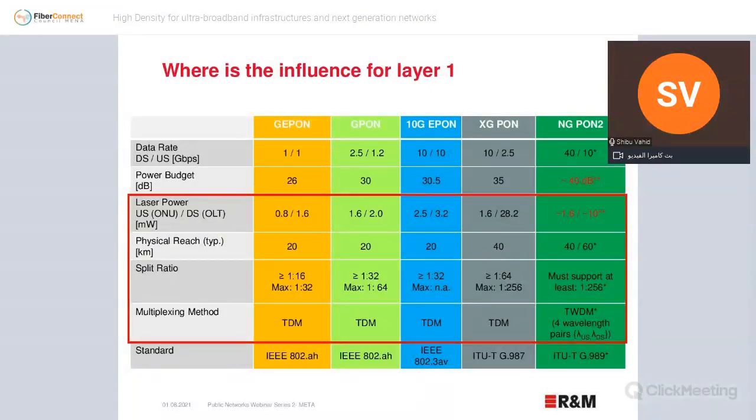So here, while we migrate from GPON to NG-PON2, we are talking about higher split ratios in the network, and we also have a higher reach, and this definitely needs a higher amount of power budget in the network. And this is the reason why we need to be using the standard grade B connectors, which will give us more room in terms of connectivity power budget.